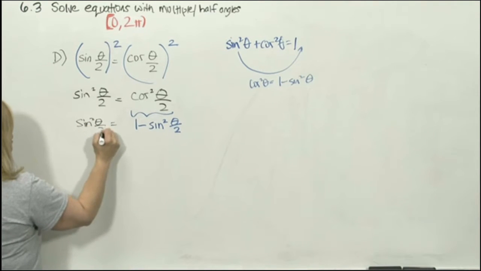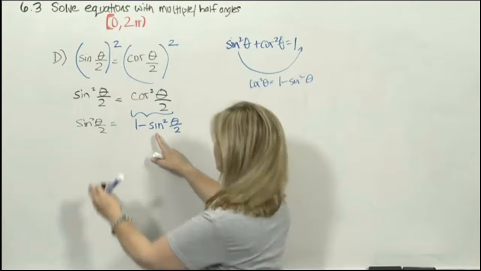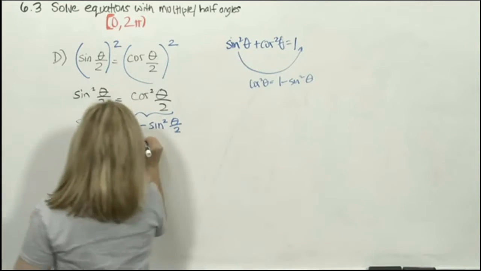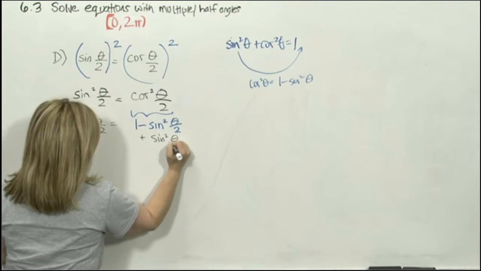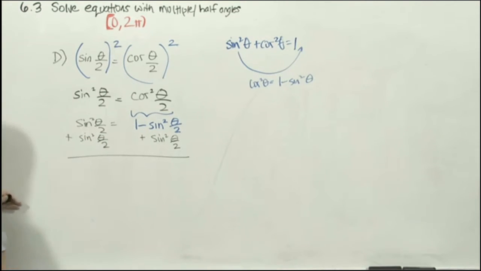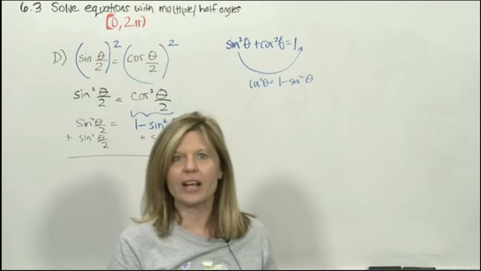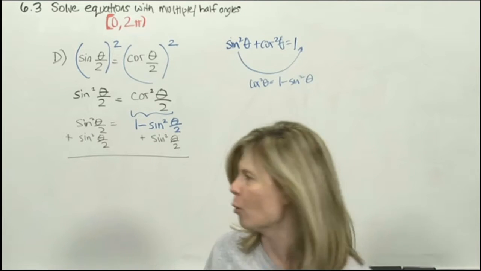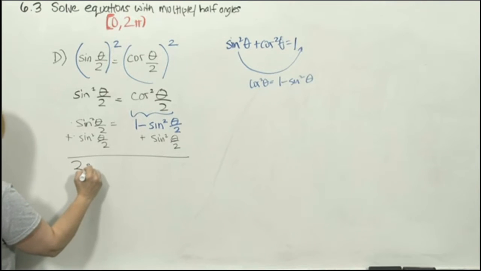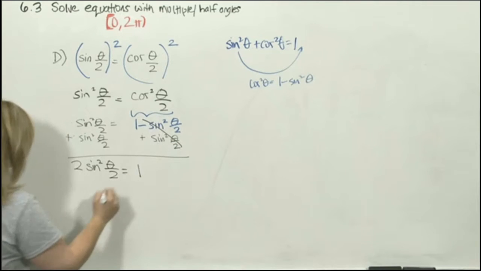And now if you look, we have the same trig function. Yay, hey, that's what we wanted, the same trig function. And now I can move this sine squared over here by adding. So I'm going to add my sine squared theta. And again, let's not make mistakes. X squared plus x squared is not x to the 4th. So don't tell me sine squared theta over 2 plus sine squared theta over 2 is sine to the 4th. These are like terms. They're identical. So 1 and 1 makes, I have 2 of these. I have 2 sine squared theta over 2 equals 1.